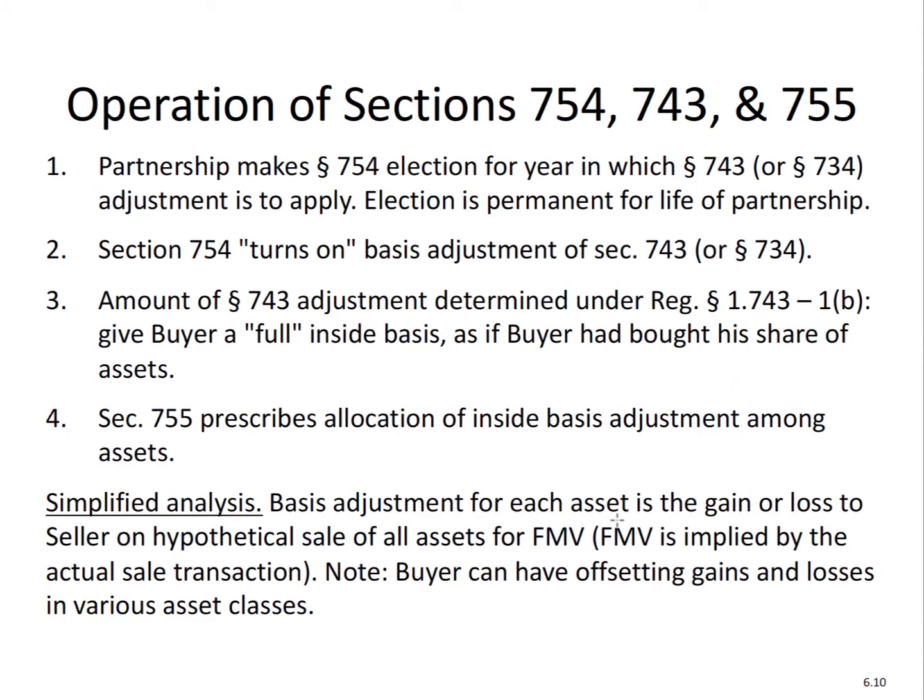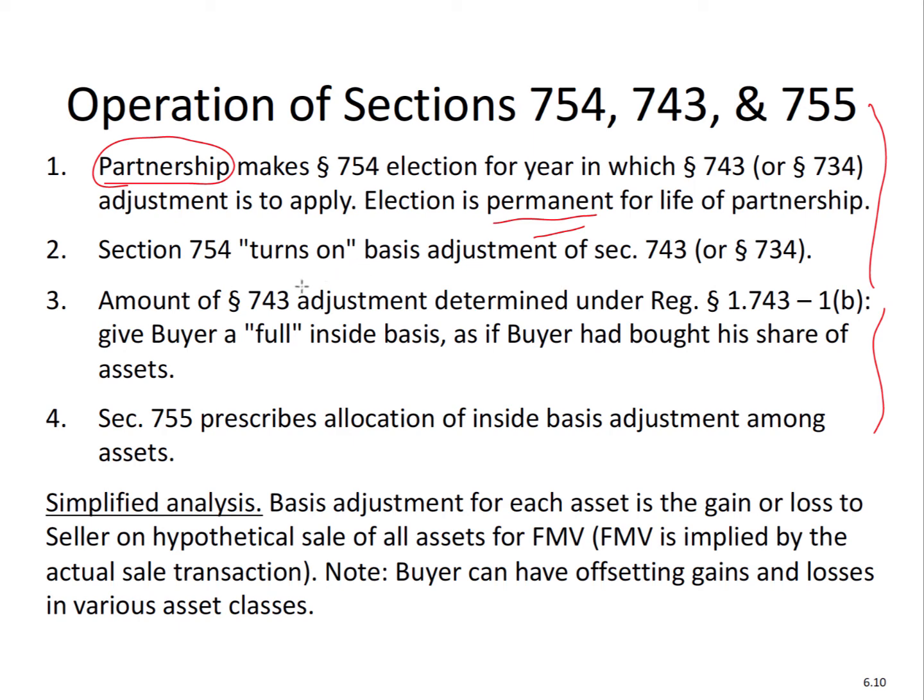So the way that the operation of 754, 743, and 755 work, this is the election. If a partnership, that's who has to make the election, makes a Section 754 election for the year in which a 743 or 734 distribution adjustment is to apply, the election is permanent for the life of the partnership. You can't go back on that. That's the key. So the reason is that when there's gain property, having a 754 election is good, but when there's loss property, it's not so good because it adjusts the numbers with respect to the partnership.